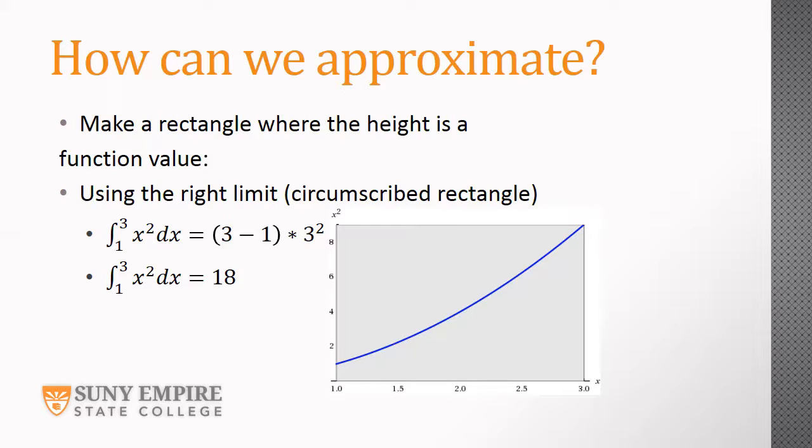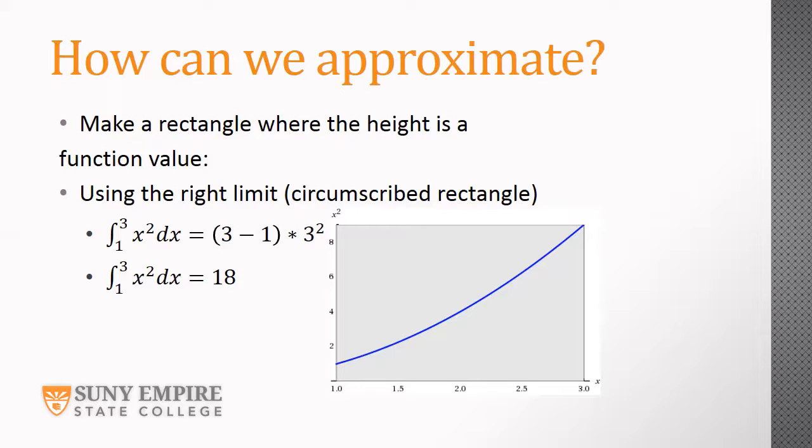One way we can approximate this area is to create a rectangle whose height is the function value for one of the region's endpoints. If we choose to use the right endpoint, the rectangle is said to be circumscribed. For our example, this means that the height of the rectangle will equal 3 squared, or 9. To find the area, we multiply this height by the appropriate width of 2, so we have an approximate area of 18. Looking at the graph, this approximation is not very good, because we have a lot of extra area that is not actually between the curve and the x-axis.